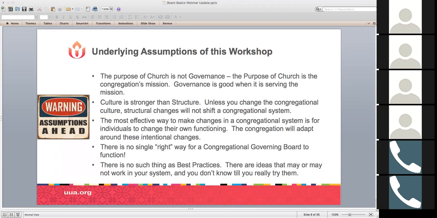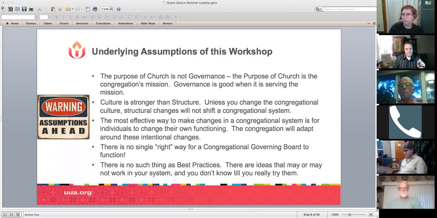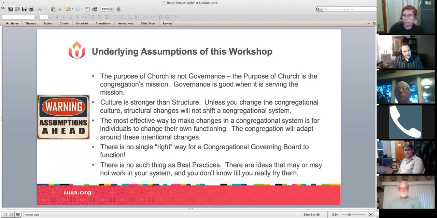I think the same thing is true with leadership in congregations. The only thing leaders can change is themselves, and then the system adapts based upon the changes that leaders make. So a lot of this workshop is based in helping you understand your own functioning and have good tools for it, so that you can choose how you want to function in the congregational system.